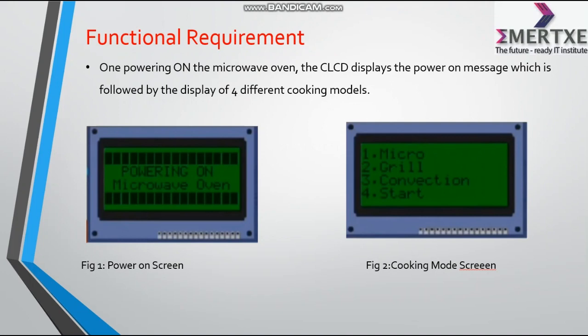Functional requirement. On powering on the microwave oven, the CLCD displays the power on message followed by the 4 different types of cooking modes. As we have discussed about the 4 cooking modes earlier, we have micro mode, grill mode, convection mode, and start mode, which will be displayed on the CLCD display.